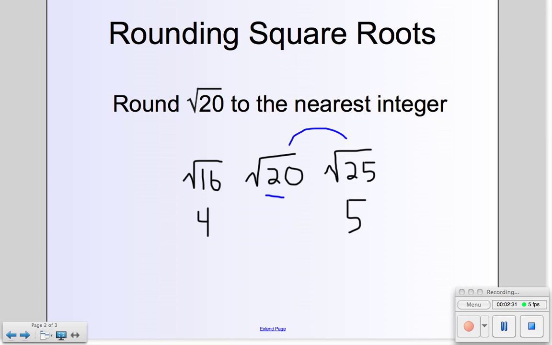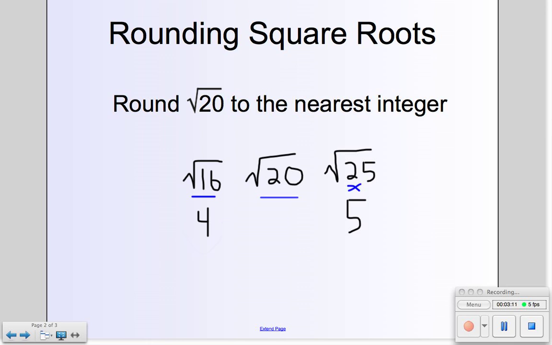So this number, is 20 closer to 16 or is it closer to 25? And you can even just ignore the fact that you have square root symbols. 20 itself, just the number 20, is it closer to 16 or 25? You'll find that it's actually closer to 16. Therefore, if you had to round this to a nearest integer, remember what integer means. Integer means that it is a number that is either a whole number or it's the opposite of a whole number, meaning there's no decimals, there's no fractions. So if you had to round this to the nearest integer, it would be 4, because square root of 20 is closer to the square root of 16 than it is to the square root of 25.